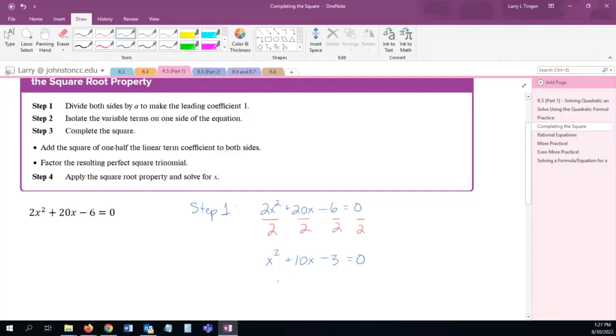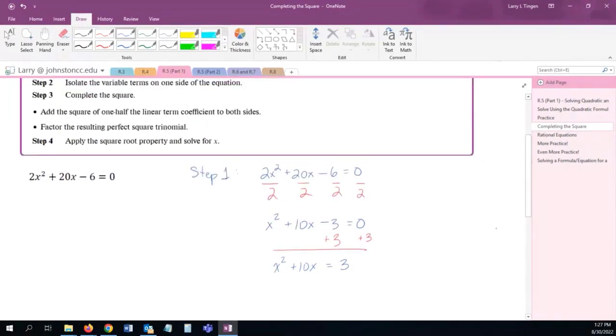Thank you. So isolate the variable terms and the constant terms. What that means is everything with a variable stays on one side, everything without goes to the other side. So what do I have now? I have x squared plus 10x is equal to 3.